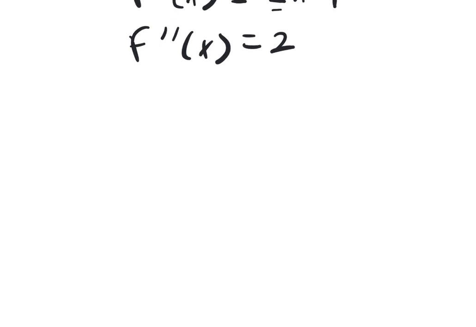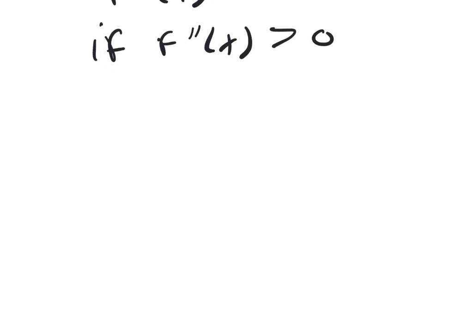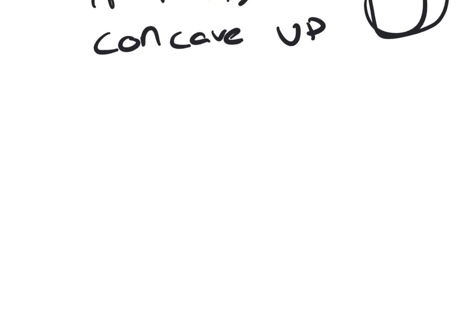Now, to know if it concaves up or down, we must determine if the second derivative is greater than or less than 0. In this case, it's greater than 0. So, if it's greater than 0, it concaves up, like this. And the interval is negative infinity to infinity.